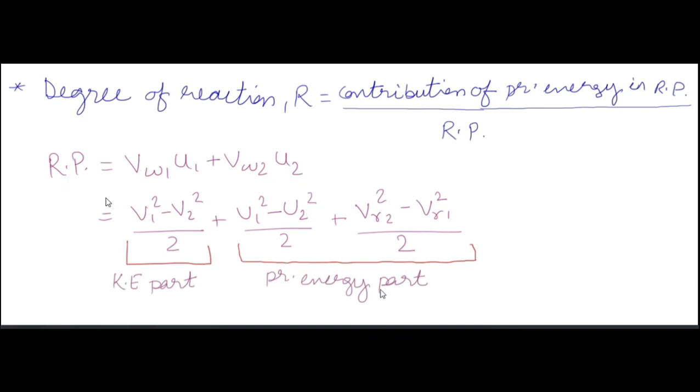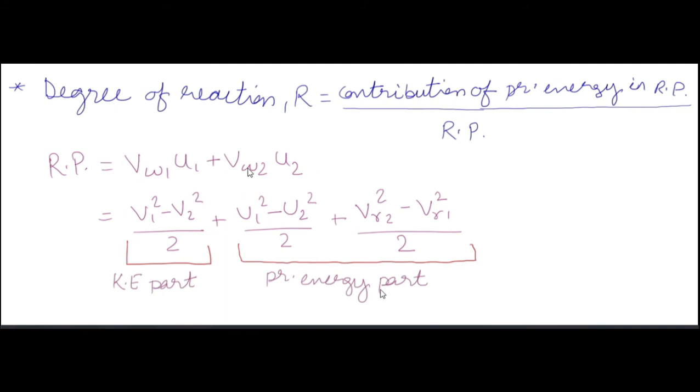If you are asked the total runner power, you have to multiply with rho into V dot. Rho is density and V dot is volume flow rate, which will give you the mass flow rate. So m dot, the mass flow rate, is equal to rho into V dot. If you multiply this term with rho V dot, you will get the runner power.